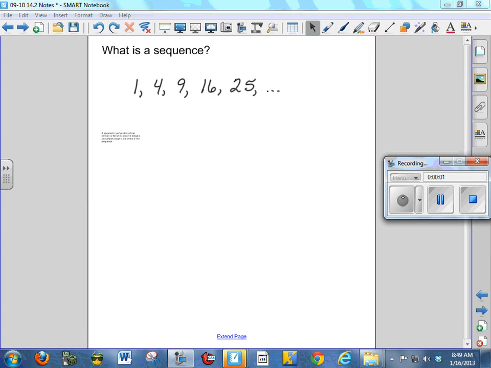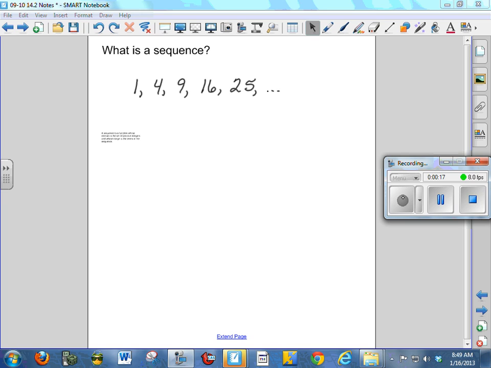What is a sequence? A sequence is a list in a particular order. In mathematics, we're particularly concerned about sequences of numbers. And you can see I have a sequence of numbers here. 1, 4, 9, 16, 25.